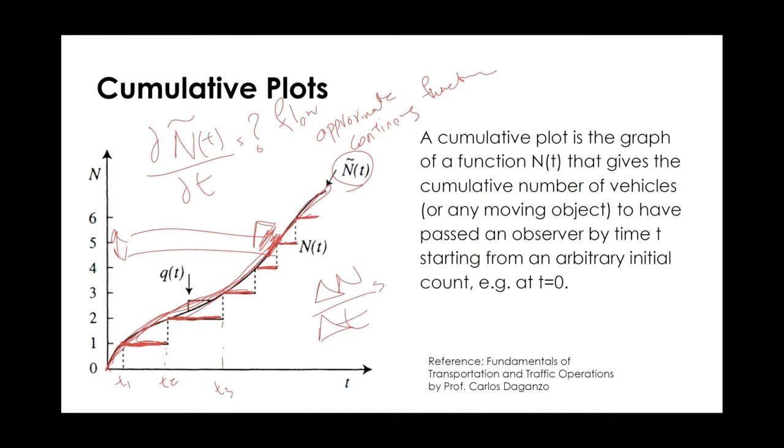So delta n is the change in the number of vehicles. Imagine it used to be 4, it's now 5. So it's 5 minus 4 over whatever delta t. And imagine this delta t is 1 second. In this case, q would be 1 vehicle over 1 second. So if the slope of this n(t) is large, the flow is large. If the slope is small, the flow is small.